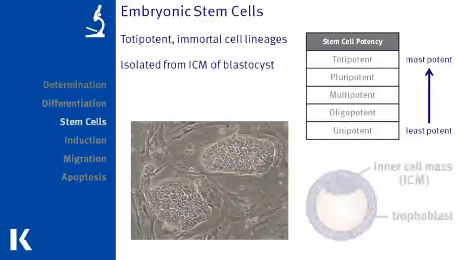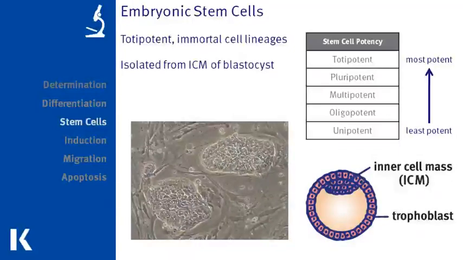Embryonic stem cells are isolated from the inner cell mass of a blastocyst. This is the point where cells have undergone indeterminate cleavage and can still reverse any differential gene expression. Isolating these embryonic stem cells requires destroying the embryo and is thus very controversial.